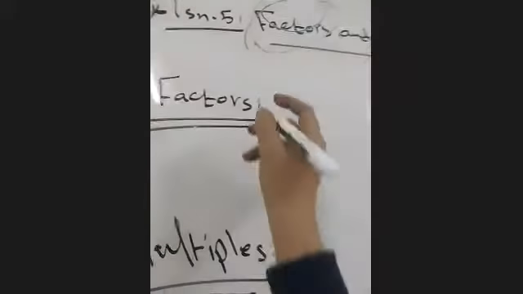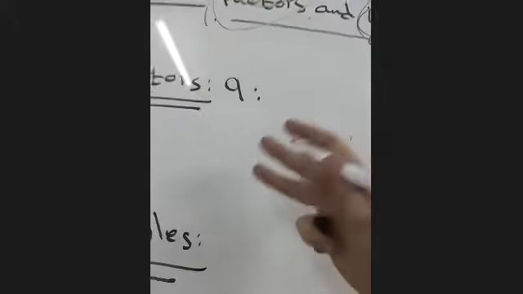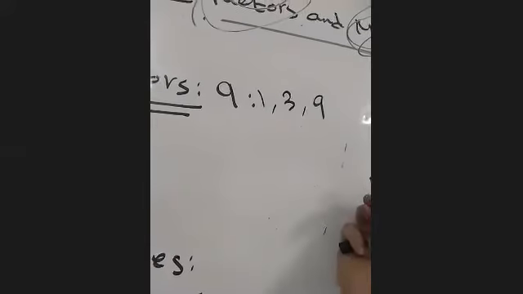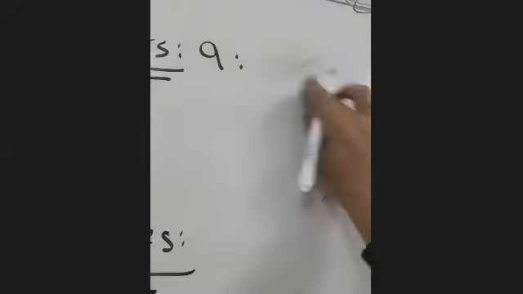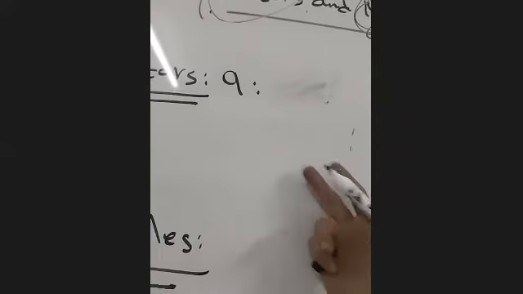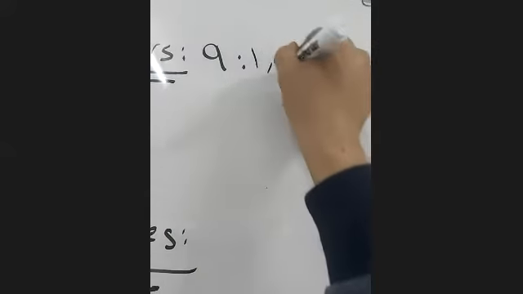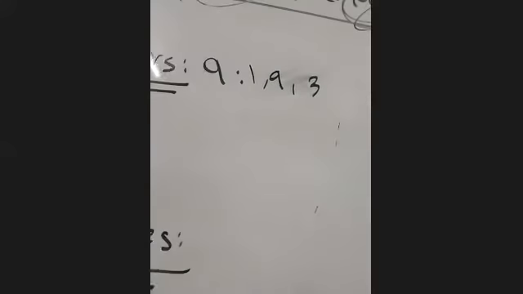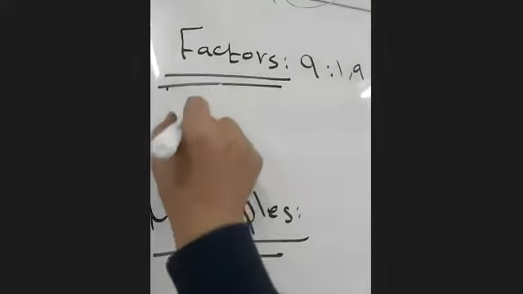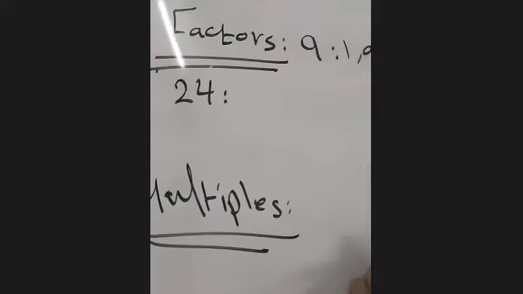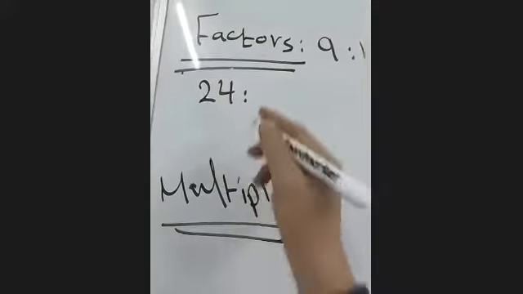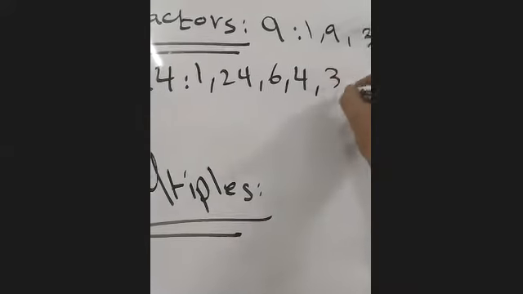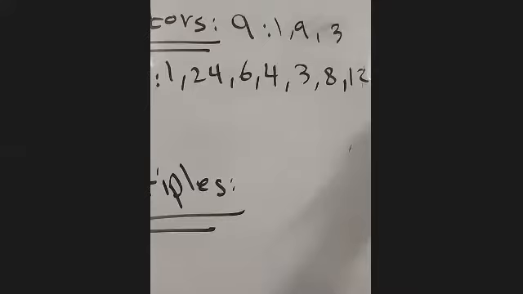Like if we have the number 9. 9 can divide on which numbers? 9 can divide on 1, 3, and 9. Or you can ask yourself another question: what are the numbers that, if you multiply them, you get 9? 1 and 9, and 3 and 3. But we don't repeat equal numbers. For example, the number 24. What are the numbers that, if you multiply them, you get 24? We have 1 and 24, 6 and 4, 3 with 8, 12 with 2.